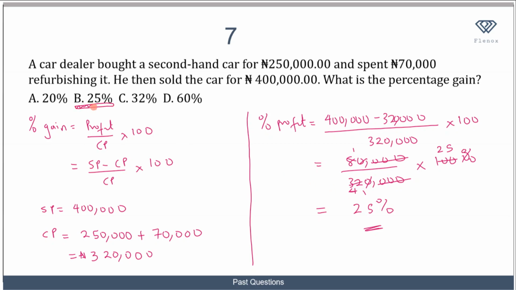Again, you've seen how this question can be misleading because it told us that he bought a second-hand car for 250,000. So many students will just assume that the cost price is just 250,000, without taking into account the fact that he had to spend additional money to refurbish it and bring it to shape before he sold it. So now it's important that I generalize the meaning of cost price. Cost price means the total amount of money you spent on an item before you sell it. That way it includes the cost of the item plus the cost of refurbishing plus any other money you spend on it before you sell it. That is what refers to the cost price.